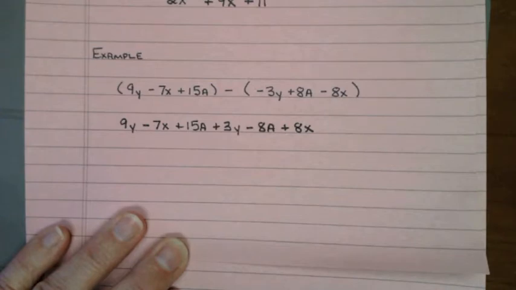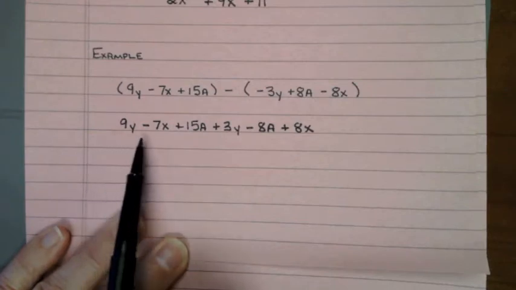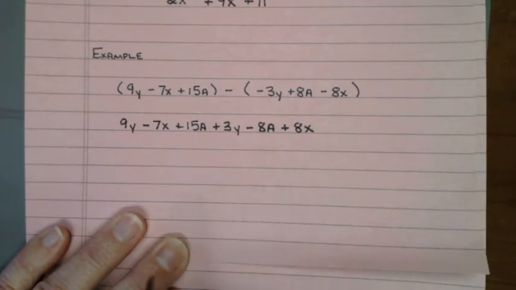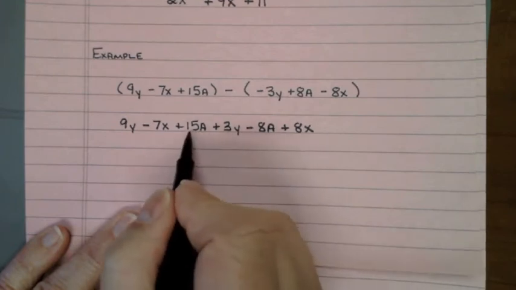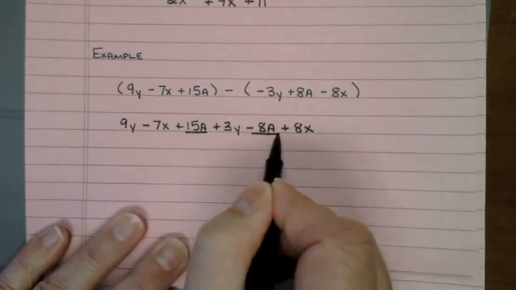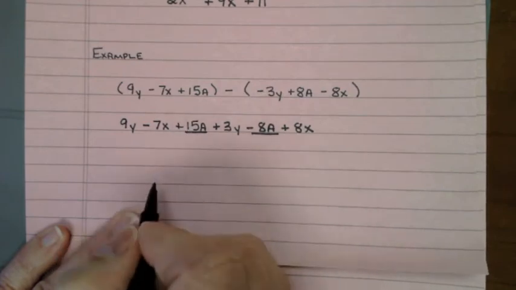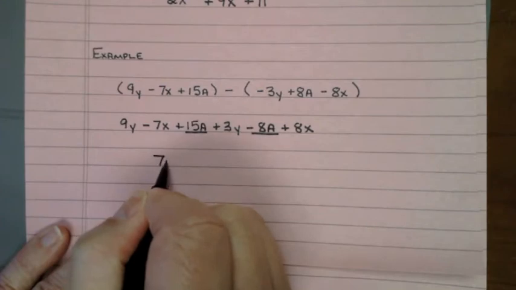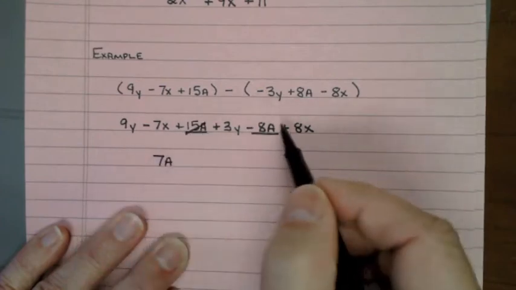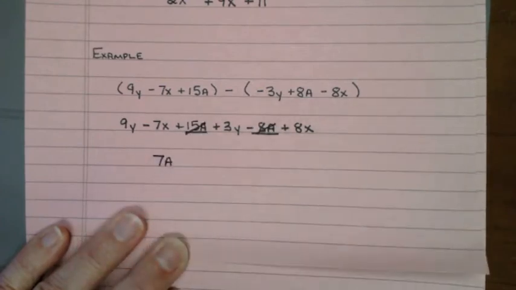A good thing to do, because we know it has to be in the correct order, is start picking things to put together that need to go first. Of all these terms right here, anything with an a needs to go first. So I'm going to combine these two together. 15a and negative 8a give me positive 7a. I've combined that one and that one together.